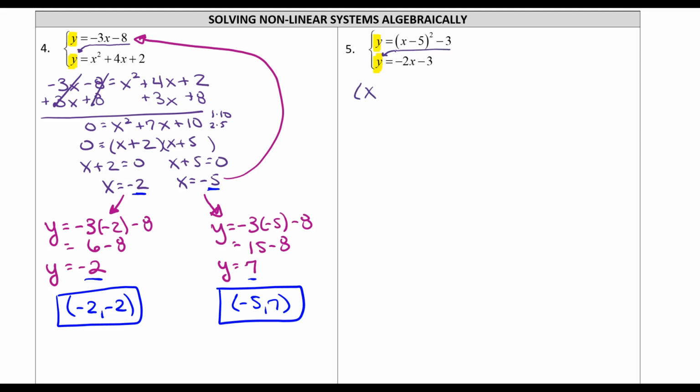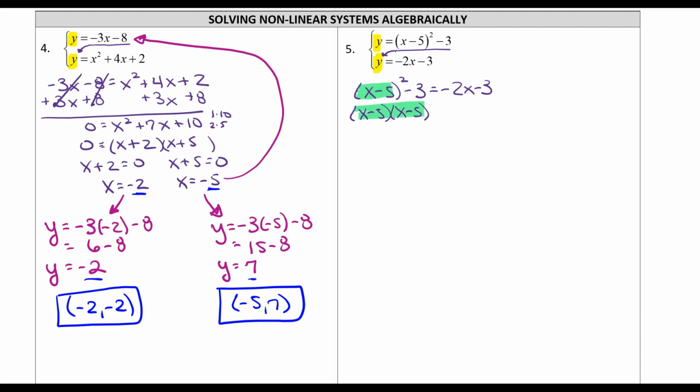So we're going to have x minus 5 squared minus 3 equals negative 2x minus 3. Now this is a little more complicated because we have this lovely thing right here, x minus 5 squared. So it's very tempting to say that's x squared minus 25. That is wrong, because x minus 5 squared means x minus 5 times x minus 5. So right now I'm only working with the x minus 5.